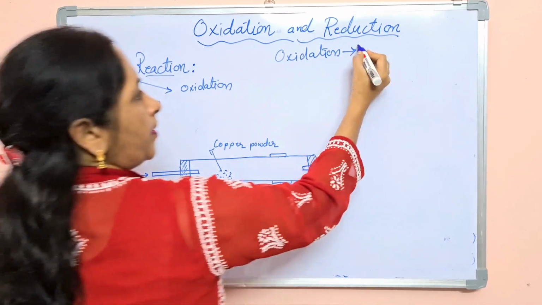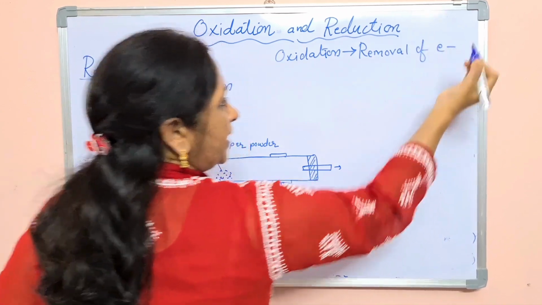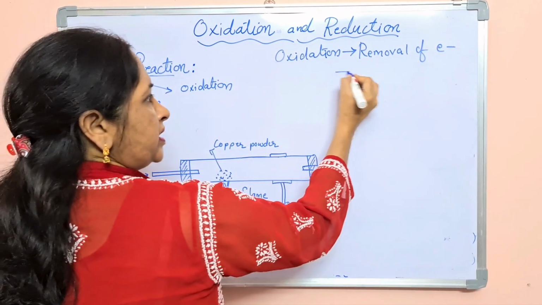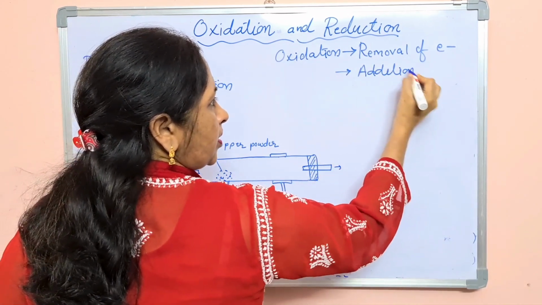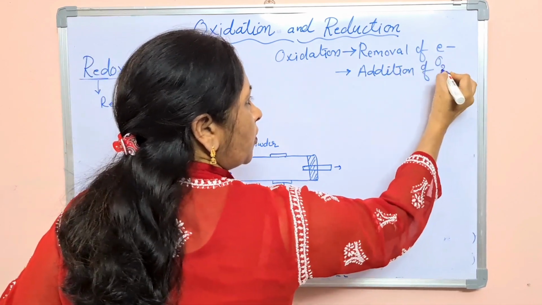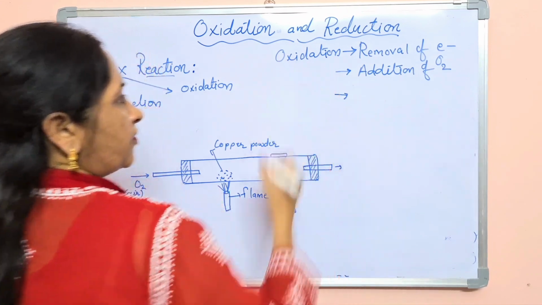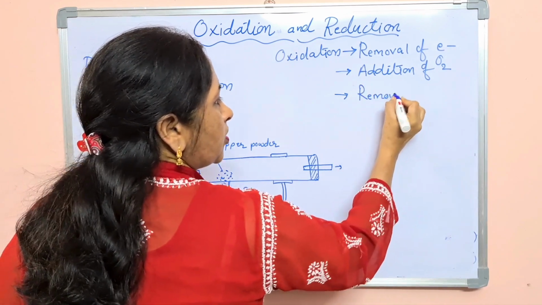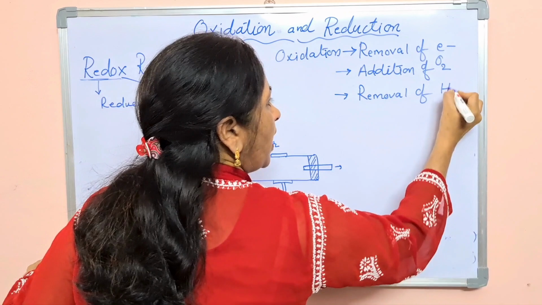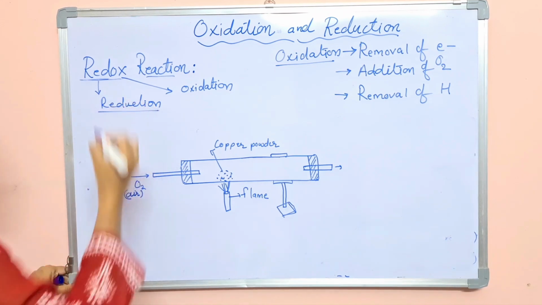Oxidation means removal of electron. Second, addition of oxygen, and the third way in which we can explain oxidation is the removal of hydrogen. This is oxidation. Now we will see reduction.